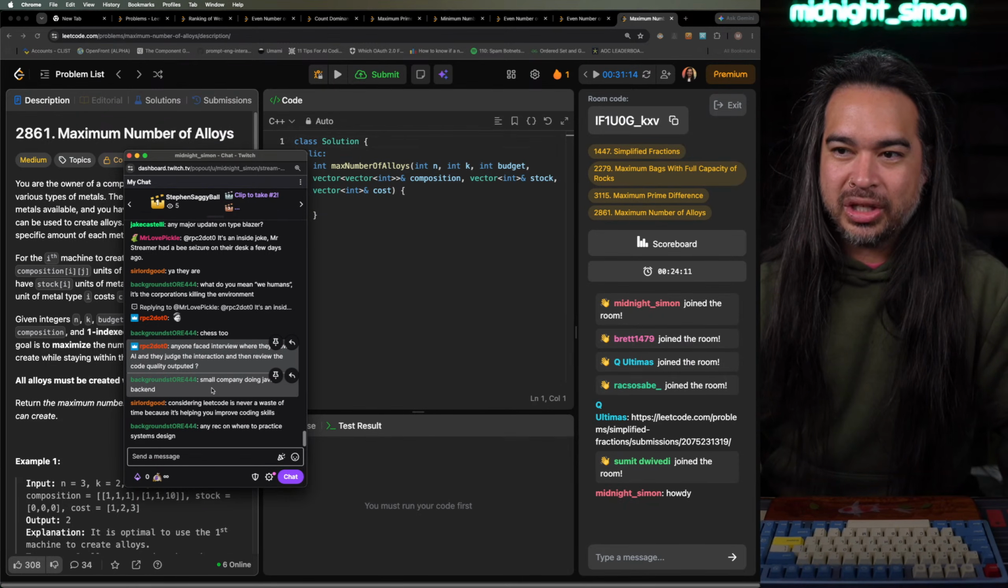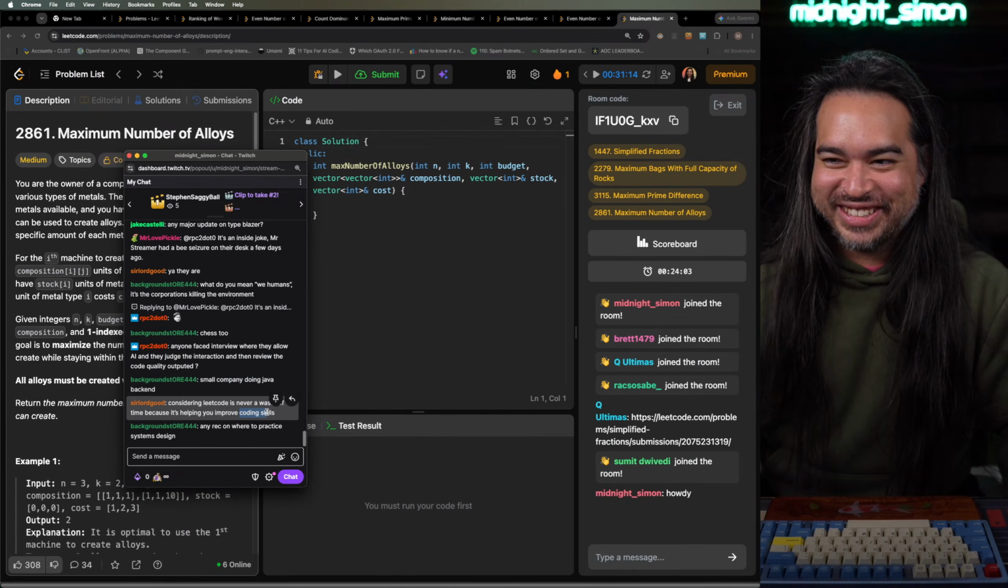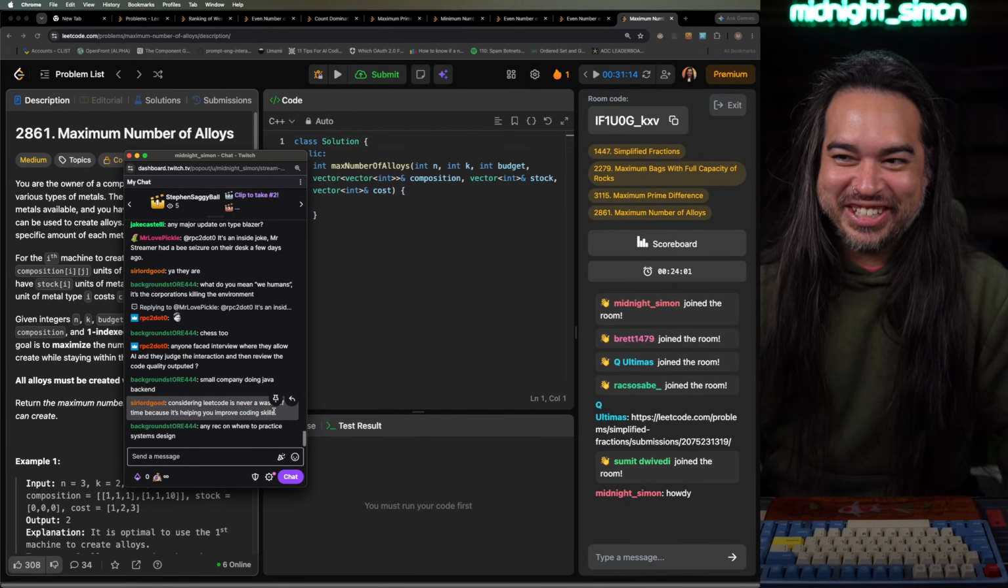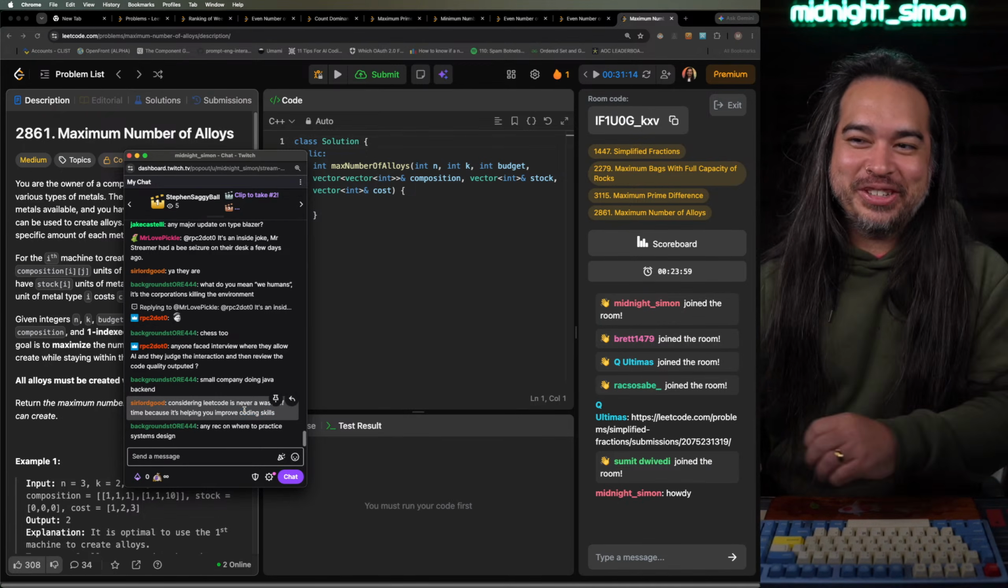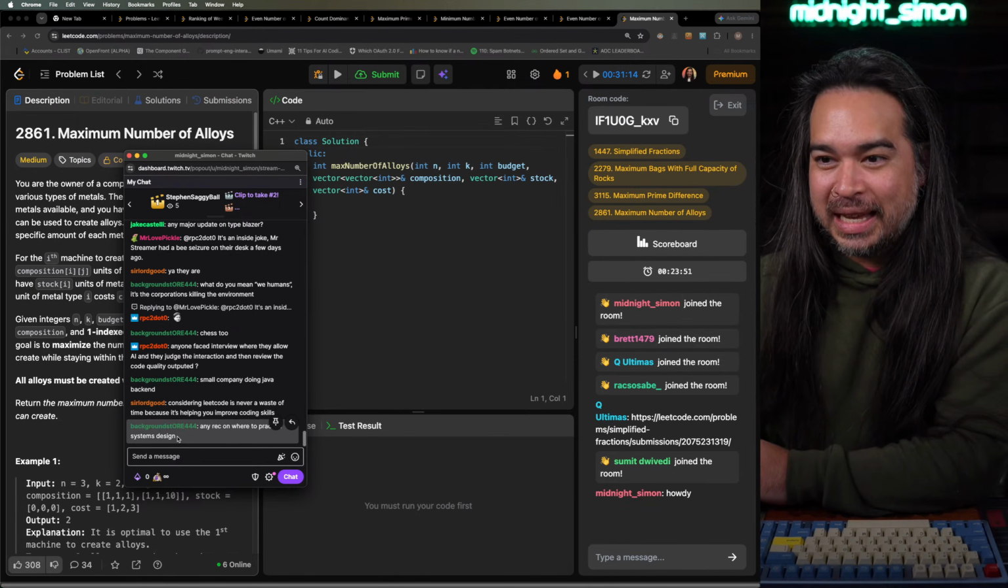Small company doing Java backend. Considering LeetCode is never a waste of time because it's helping you improve coding skills. Yeah, I don't know if coding is necessary in the future, man, based on the progression we've had in a few years, you know.